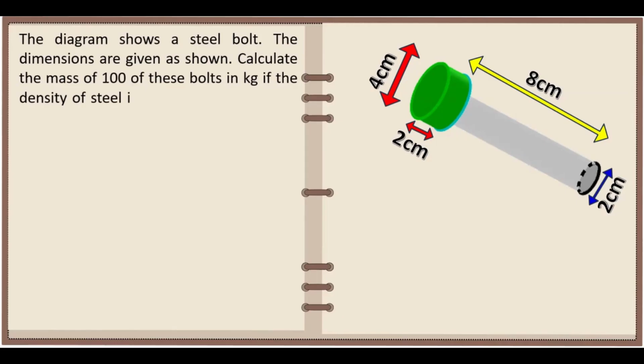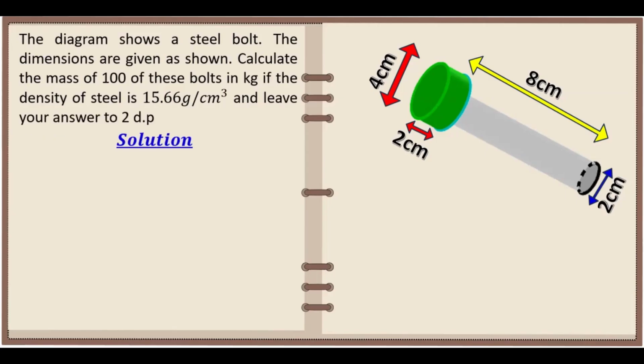And we are required to calculate the mass of 100 of these boats in kilograms if the density of steel is 15.66 grams per cubic centimeter. And we are going to leave our answer to 2 decimal places. How can we go about this? So like I mentioned before, we saw that we can detach each of these cylinders. So we are going to first look at the formula required to find the mass of this object. So here we said mass equals volume times density.